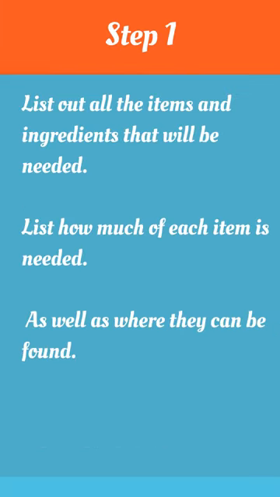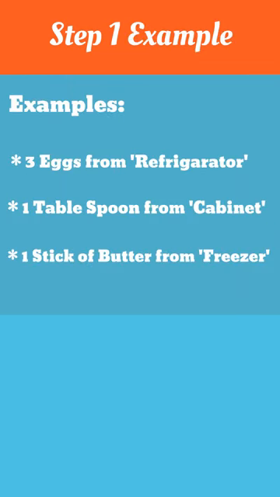Step 1 of this recipe is to list out all the ingredients and utensils that will be needed. List how much of each item is needed, as well as where each item can be found. As a quick example, here in my list of ingredients, you can see that I specified that we need 3 eggs and they can be found in the refrigerator.